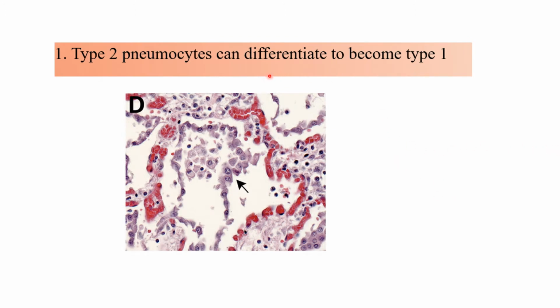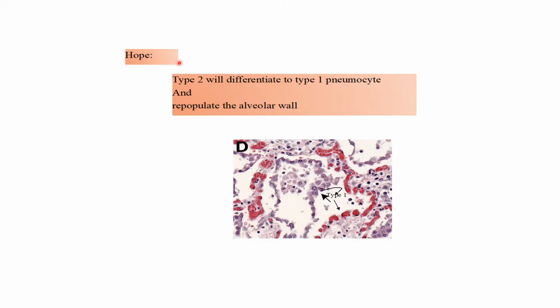Type 2 pneumocytes can differentiate to become type 1 pneumocytes. Logical hope is type 2 will differentiate to type 1 pneumocytes and repopulate the alveolar wall. So there they are, type 2 hopefully will differentiate to type 1, and there will be enough type 2 left as well to repopulate this alveolus, to give it a new alveolar wall. That is a hope, I suppose.